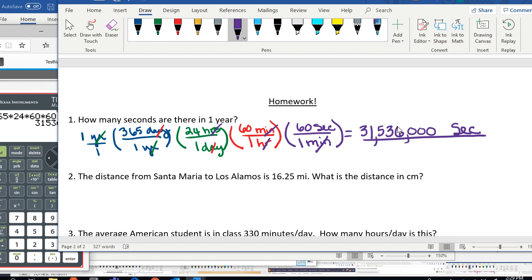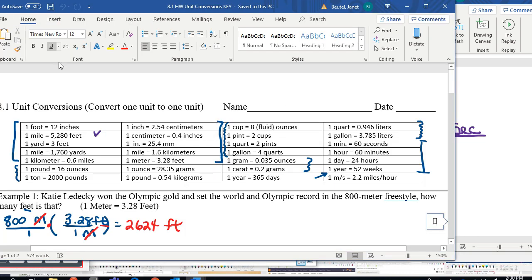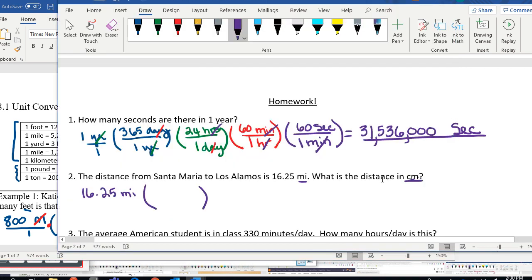All right, the distance from Santa Maria to Los Alamos is 16.25 miles. What's the distance in centimeters? So I'm going to take 16.25 miles, and I want to get that all the way down from miles to centimeters. So, oh my gosh, I don't know about you, but I have no clue what to use. So I have a mile as 5,280 feet. I have, a mile is 1.6 kilometers. What am I in again? I totally forgot.